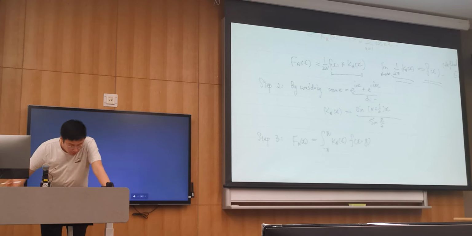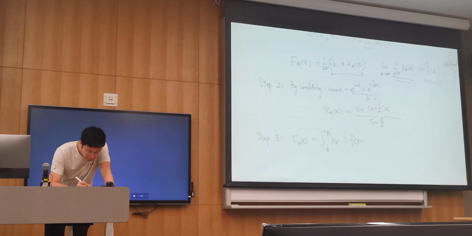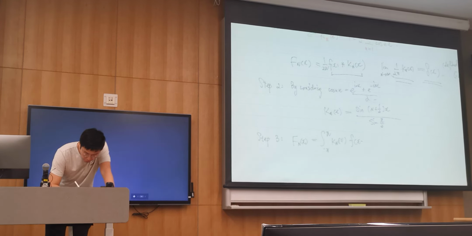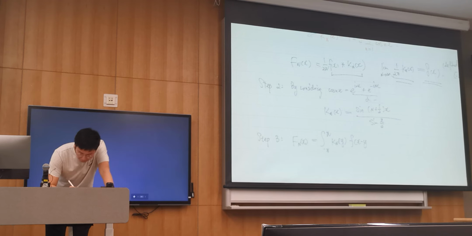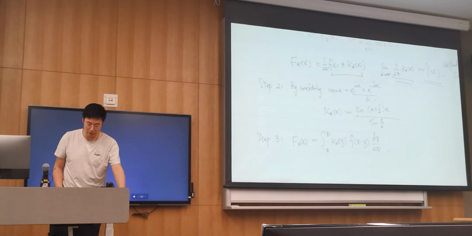You know what? Actually, sorry. This should actually be K_n(y). The convolution, right? K_n(y), and then f(x minus y) dy over 2 pi. This is my f_n(x).